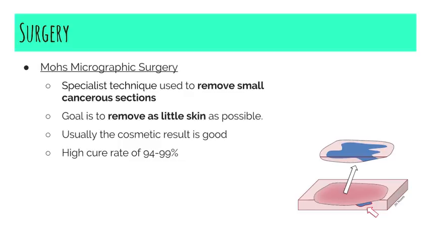One type of surgery is called Mohs micrographic surgery. In this treatment, a specialist removes small cancerous sections in the skin. While the patient waits, frozen sections of these excised layers are mapped in detail and examined under a microscope. This procedure is done many times until the examined layer is cancer-free. In this type of treatment, the cosmetic result is usually good and it has a high cure rate of 94 through 99%.